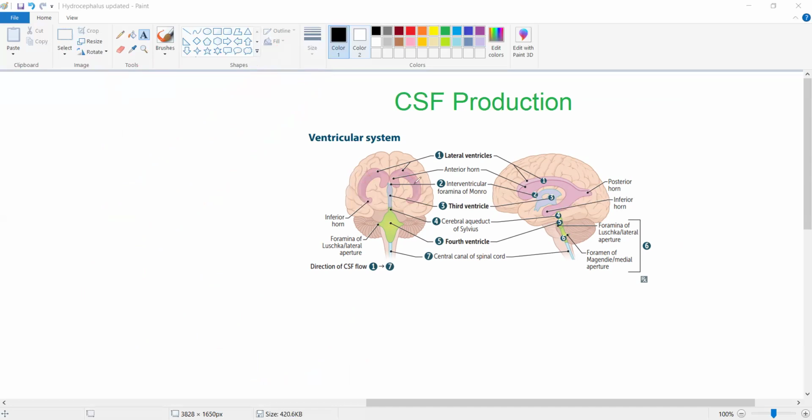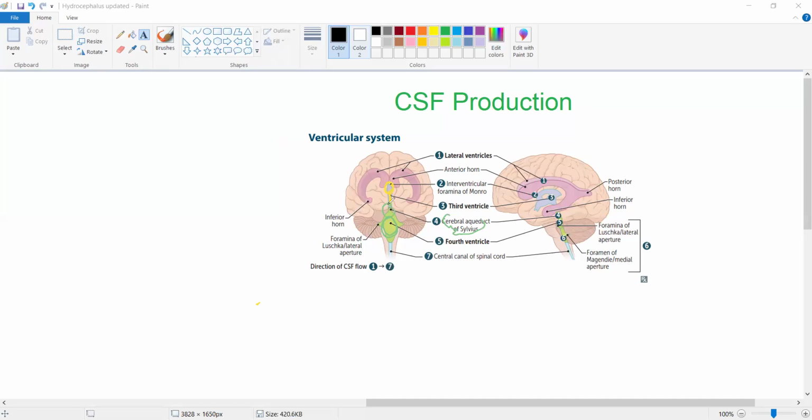CSF is produced in all the ventricles, including the lateral ventricle. From the lateral ventricle, CSF moves to the third ventricle through the foramen of Monro. This is the foramen of Monro, right? From the third ventricle, it moves to the fourth ventricle, shown in green, through which duct? The cerebral aqueduct.